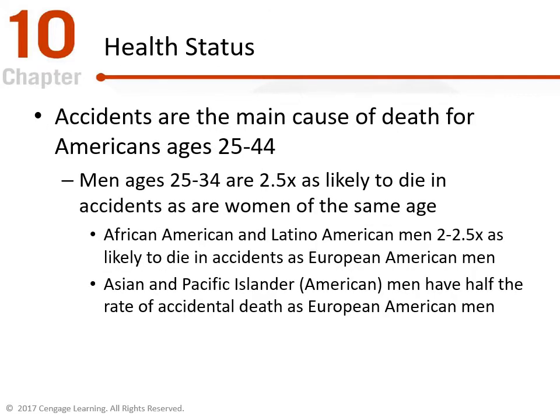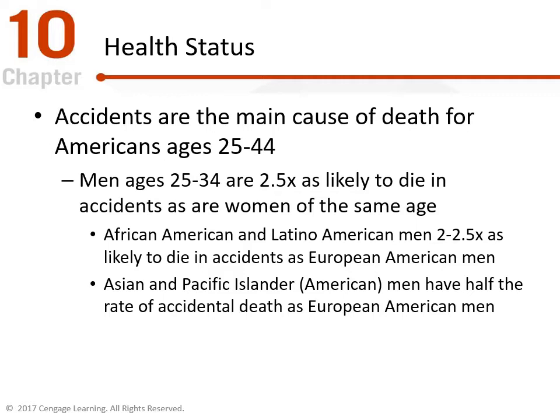So, are young emerging adults healthy or not? They're at the peak of their health, right? They rarely die from disease. Accidents are the main cause of death for Americans aged 25 to 44. Men ages 25 to 34 are 2.5 times as likely to die of accident as women of the same age. And we know this because we've learned throughout that men tend to do more daredevil type activities. They're more likely to speed, maybe more likely to drink and drive, just from the makeup of their brain and their decision making.